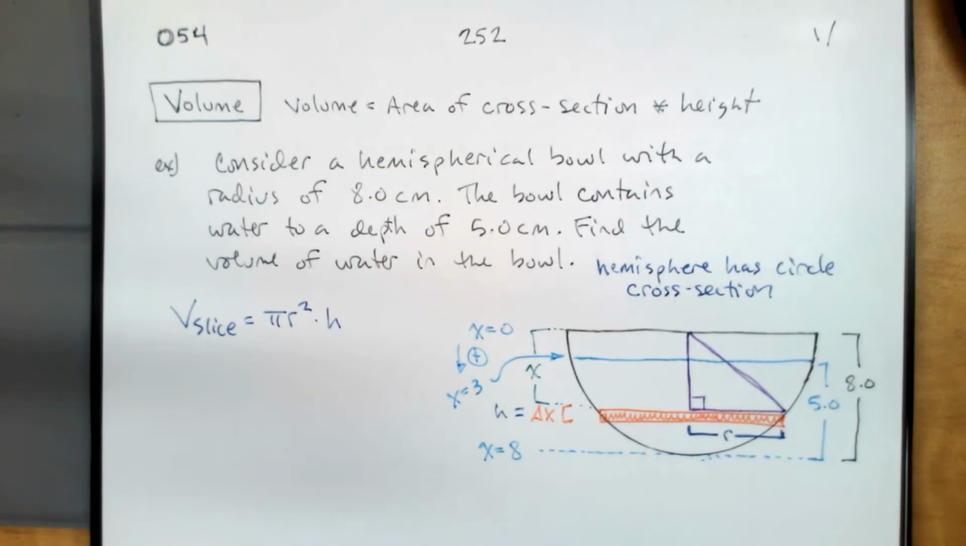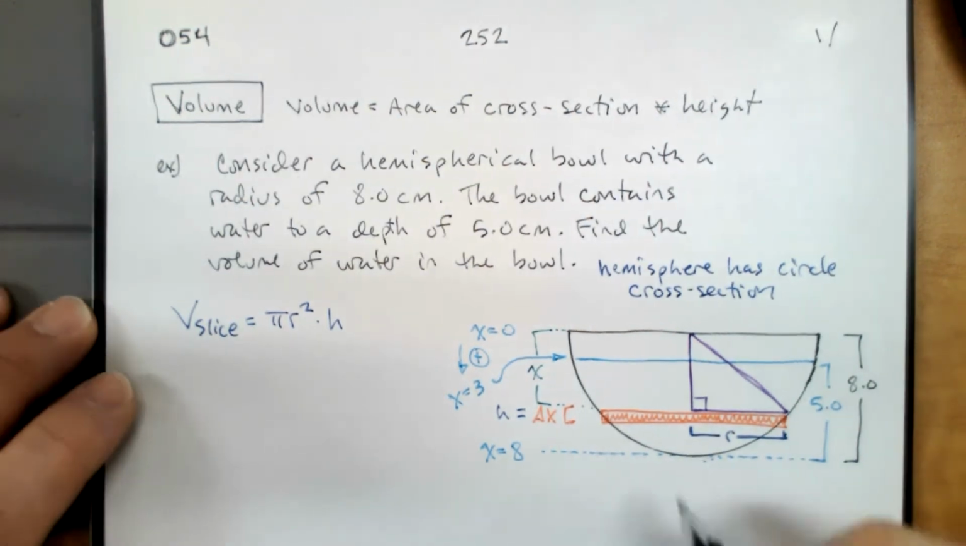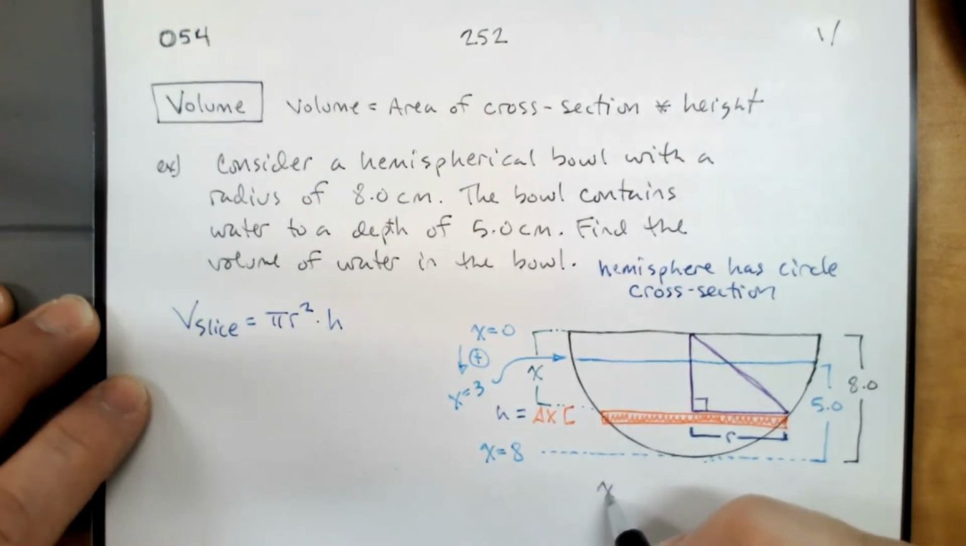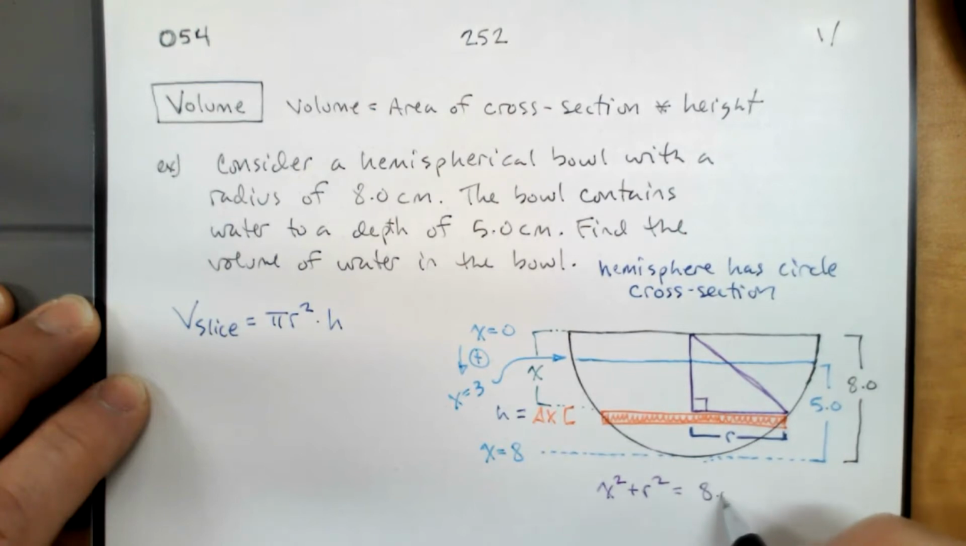Once again, this triangle has to go from the center of the bowl because that's the only way we're going to get a constant hypotenuse. But now we have a relationship between X and R. X squared plus R squared is equal to 8 squared. So R is the square root of 64 minus X squared.